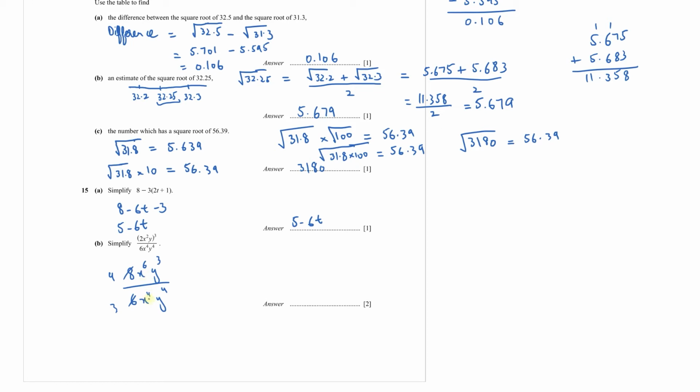So I will subtract these powers since the greater power is in the numerator. So I'll take this x power 4 above. So this will become x power 6 minus 4, so 4 over 3, and then I have x squared. And then y power 4 is greater than y cube, so y power 4 minus 3 will become y power 1 in the denominator. So this will be your simplified expression, 4x squared over 3y.